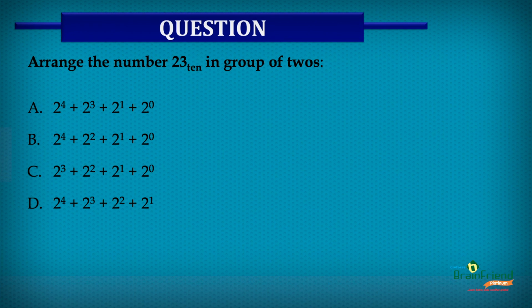Arrange the number 23 base 10 in group of 2's. A. 2 raised to power 4 plus 2 raised to power 3 plus 2 raised to power 1 plus 2 raised to power 0. B. 2 raised to power 4 plus 2 raised to power 2 plus 2 raised to power 1 plus 2 raised to power 0. C. 2 raised to power 3 plus 2 raised to power 2 plus 2 raised to power 1 plus 2 raised to power 0. And D. 2 raised to power 4 plus 2 raised to power 3 plus 2 raised to power 2 plus 2 raised to power 1. The correct answer is option B.